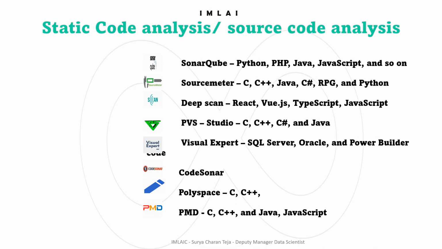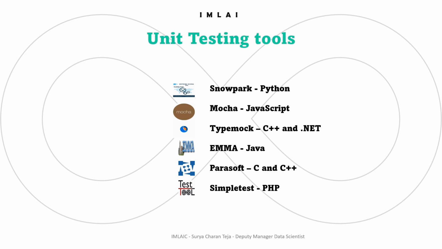Then we will move on to the unit testing tools. These are specifically used for unit testing. PyTest, this is for Python, widely used. Mocha is for JavaScript. SimpleTest is for PHP. Emma is for Java. And for C, C++ and .NET, these tools are a little far away from my reach because I don't use them much. Basically, we work on Python, Java, these kinds of tools only.